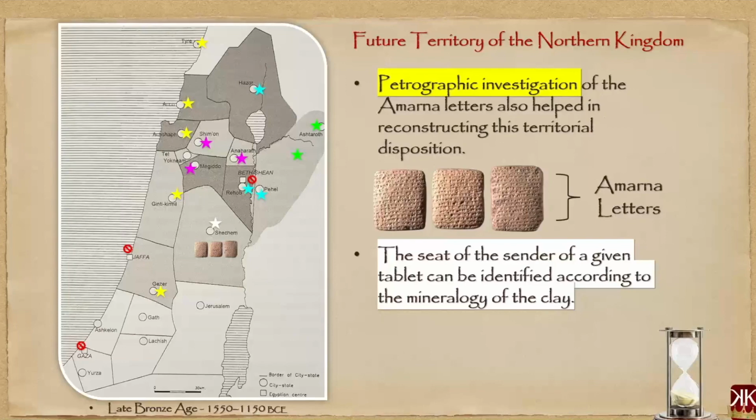So petrographical investigations of the Amarna letters also helped in reconstructing this territorial disposition. Not only do we have the letters, archaeological work has been done to determine that this came from Shechem, this came from Hazor, this came from Megiddo, this came from Jerusalem. So the seat of the sender of a given tablet can be identified according to the mineralogy of the clay.